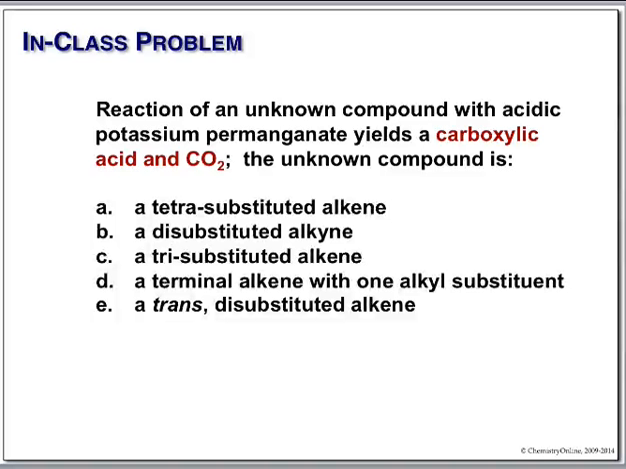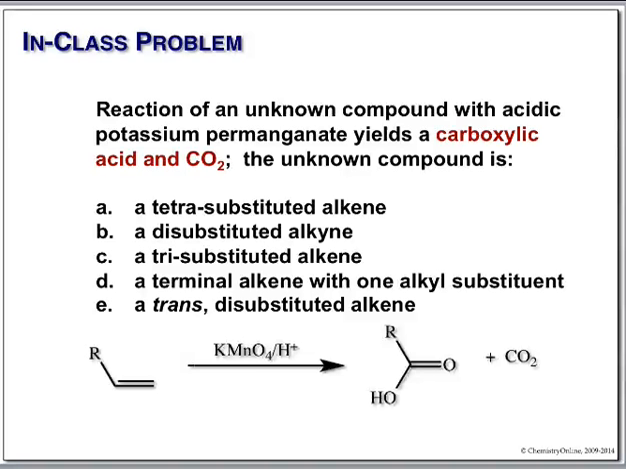To get a carboxylic acid, that means we need a hydrogen. If we took a generic compound like this, and we split it here, this would turn into the carboxylic acid. This guy would turn into CO2. We could describe this as a terminal alkene. That means an alkene at the end of the chain with one substituent.